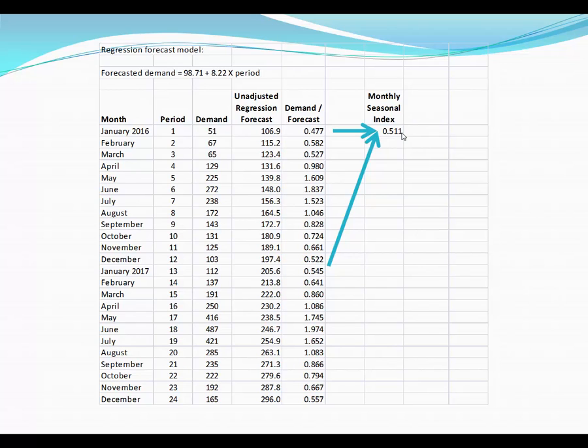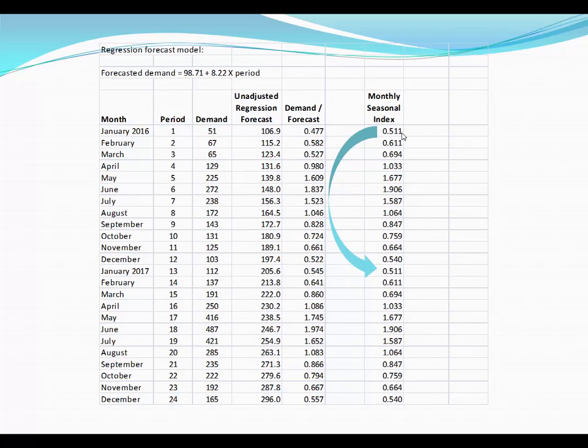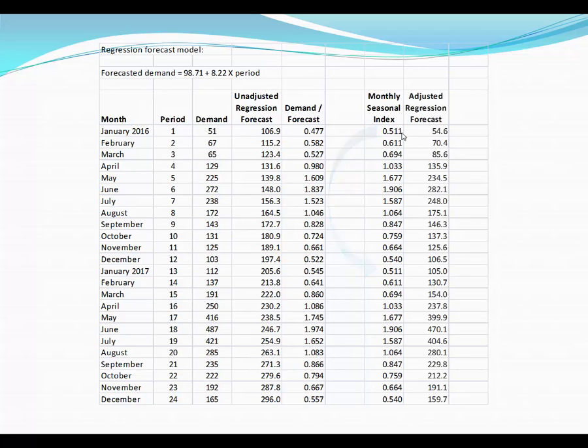And we complete it for the remainder of the 12 months, February through December. Now, because these are monthly seasonal indices, we'll repeat them as well in the second year. So now we have these monthly seasonal indices set up. The next step then is to simply take our unadjusted regression forecast, which in the case of January is 106.9, multiply it by the seasonal index, which was 0.511, to come up with a new adjusted regression forecast.